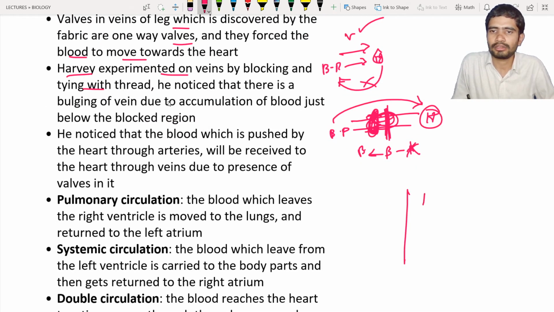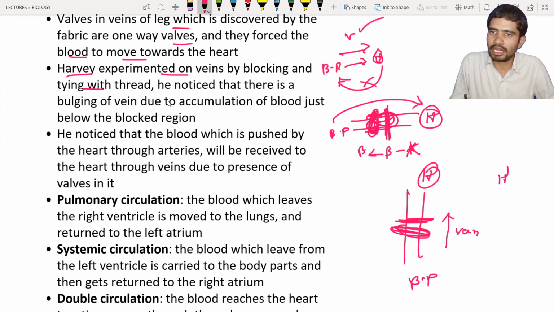So here is the blood vessel. We don't know which blood vessel it is, whether it may be artery, vein, or blood capillary. So William Harvey blocked the blood vessel over here. He wanted to know whether it is artery or vein. So here is the heart, here is the body parts. After blocking, if you see the bulging of the blood vessel over here, what does it indicate? The blood is trying to flow from the body parts to the heart. So it indicates that it is the vein.